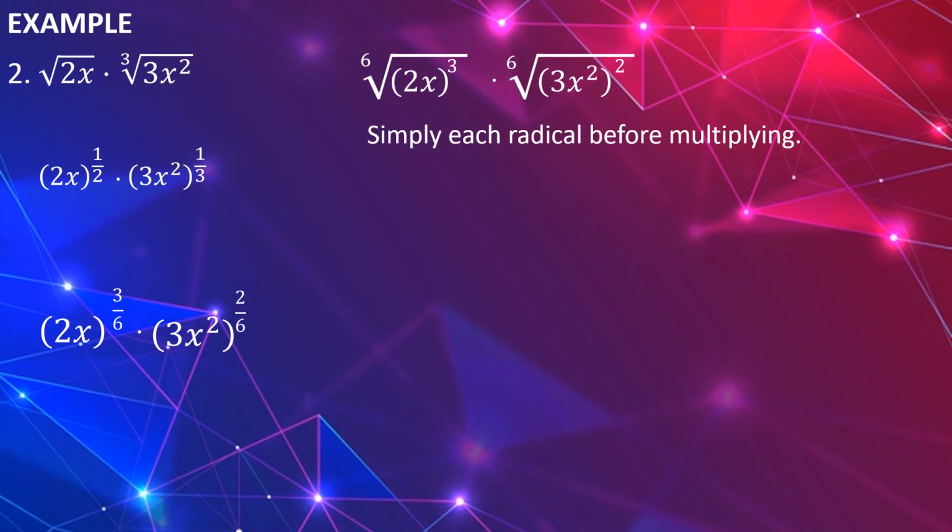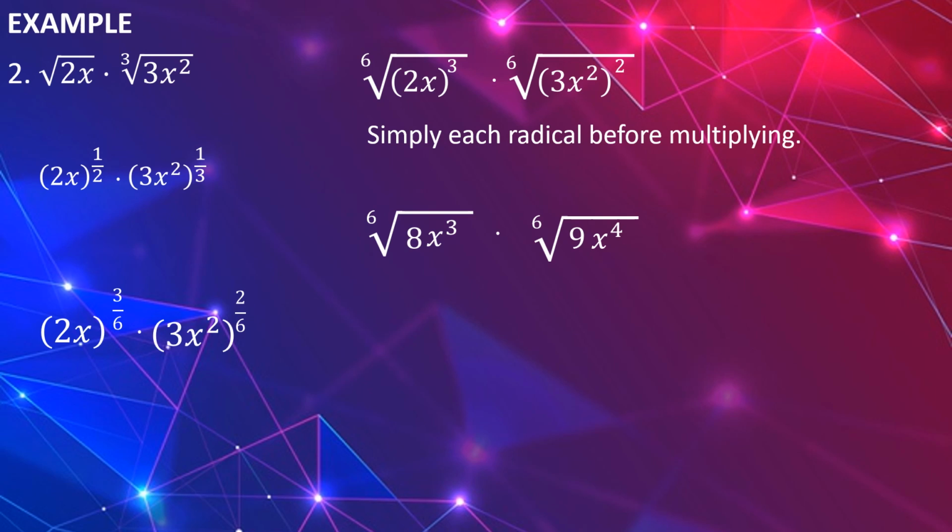Now we are going to simplify each radical before we multiply them. For our first radical, we copy the 6th root, then we get the cube of 2, which is equal to 8. Then we get the cube of x, which is equal to x cubed. Let's proceed to our next radical. So we copy the 6th root, then we get the square of 3, which is equal to 9. And the square of x squared is equal to x raised to 4.